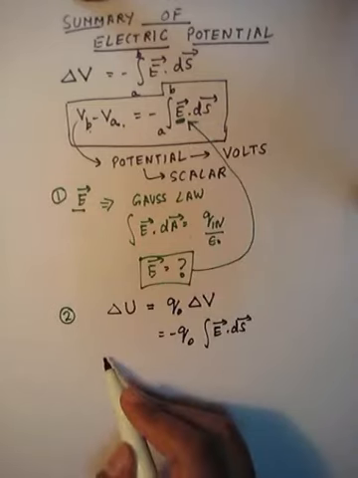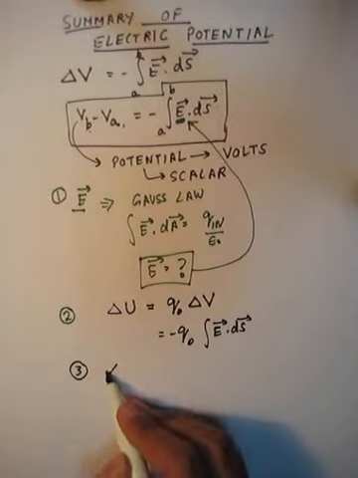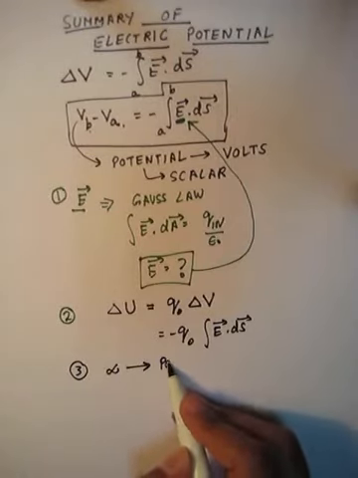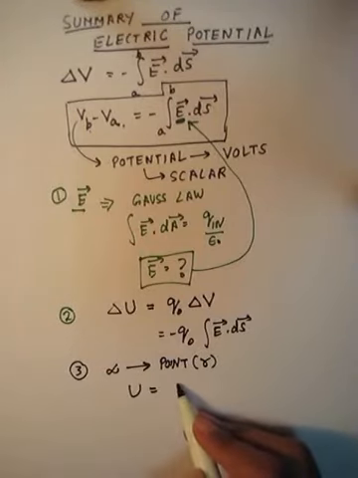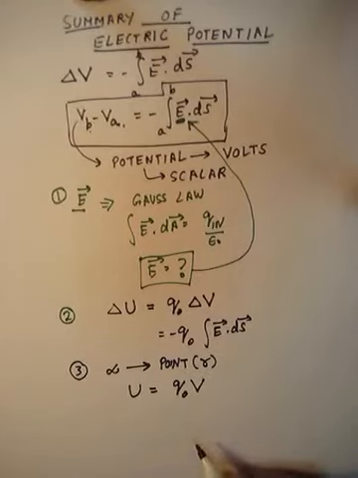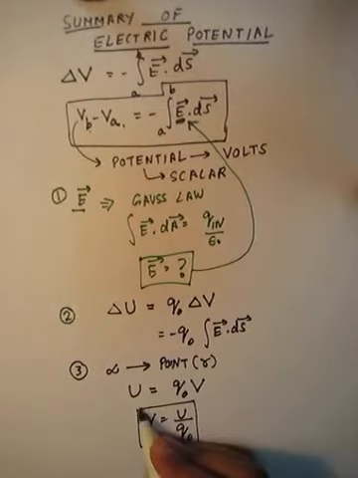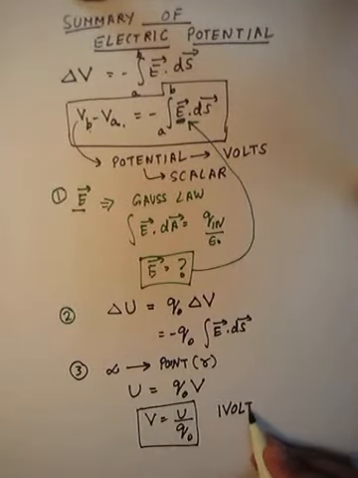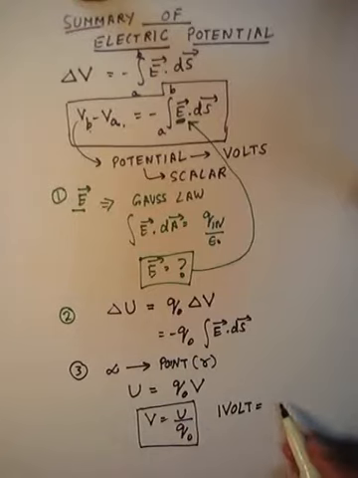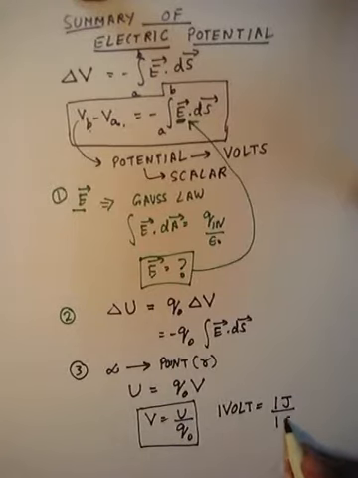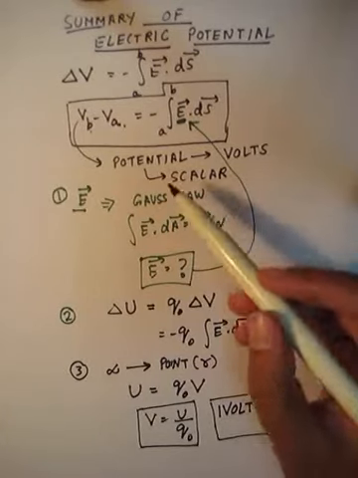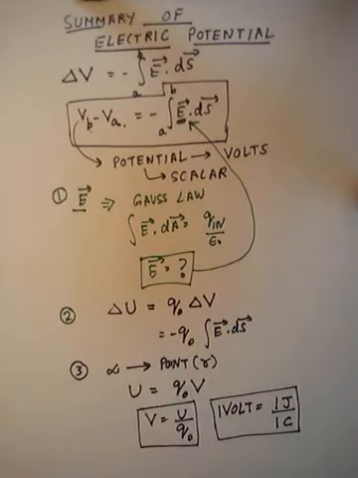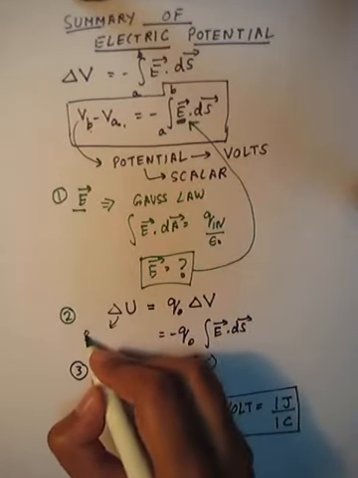And if we are moving from infinity to some point which is at a distance r, then U will be equal to Q naught times V, or V will be equal to U upon Q naught. So it means that 1 volt is 1 joule per 1 coulomb. And do not confuse potential with potential energy. So this is potential energy.